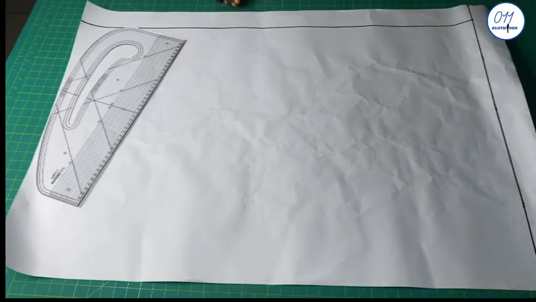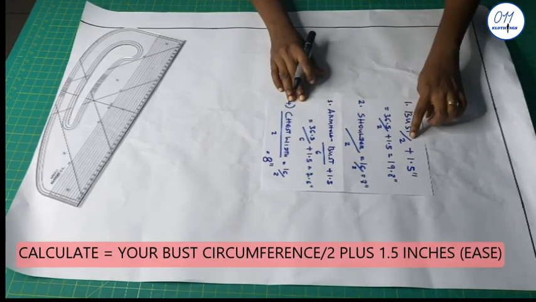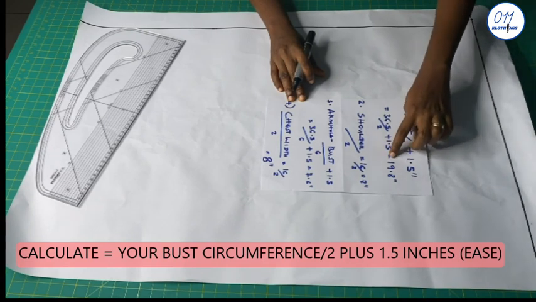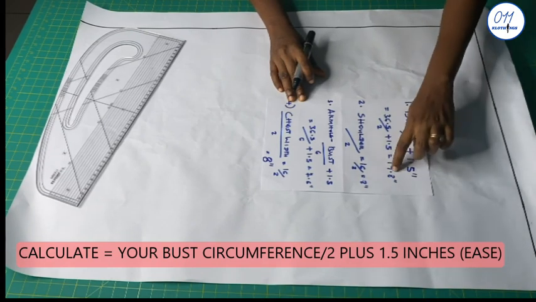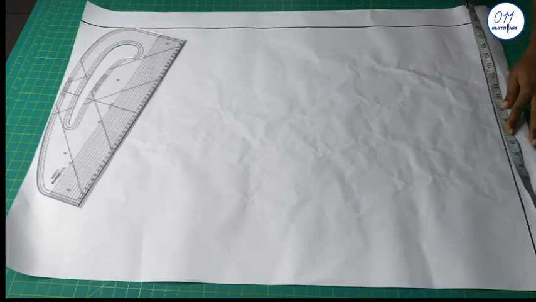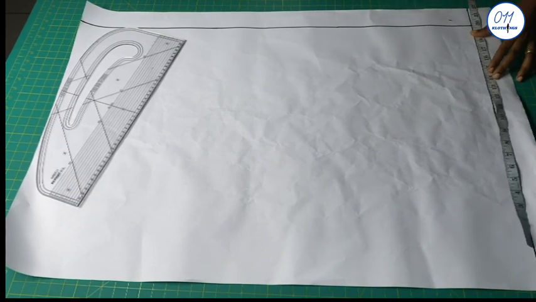I have drawn a margin of about 2 inches at the top and on the left hand side of my pattern paper. I will now calculate my bust circumference divided by 2 plus 1.5 inches for the ease, which is 35.5 all over 2 plus 1.5, which is equal to 19.8 inches. I will now measure this value like this on the top margin.